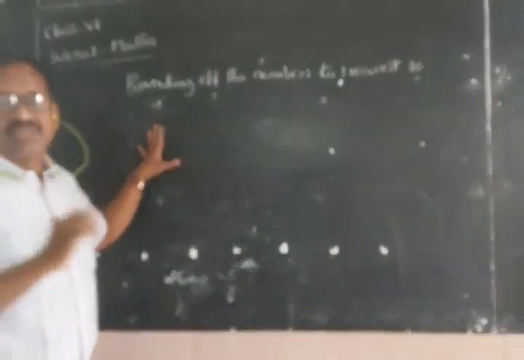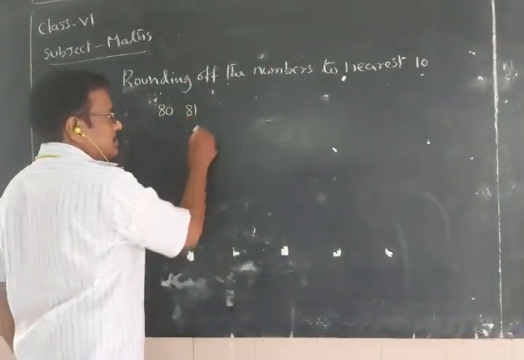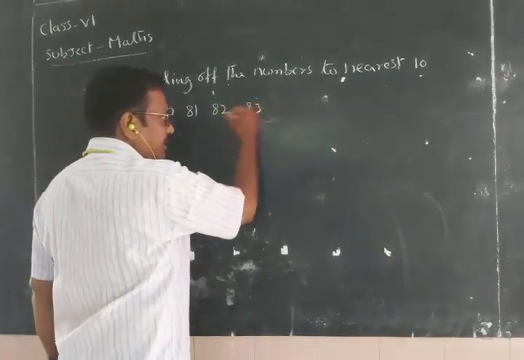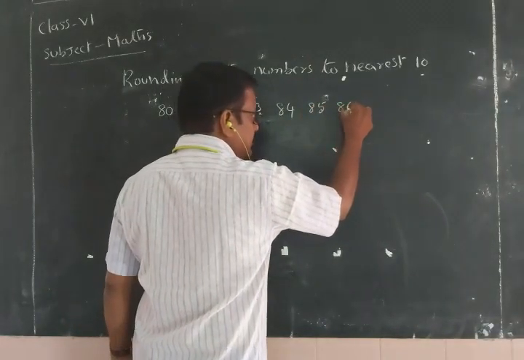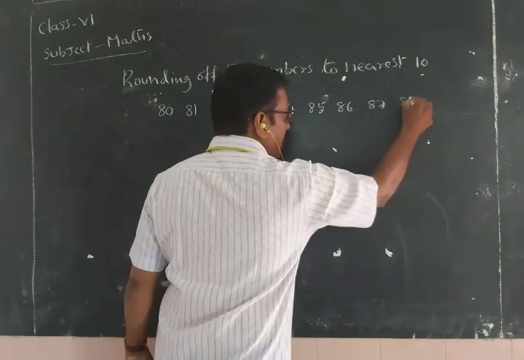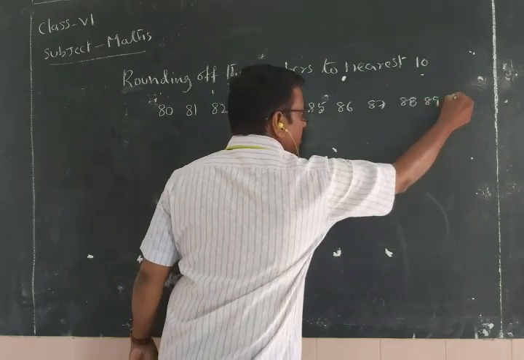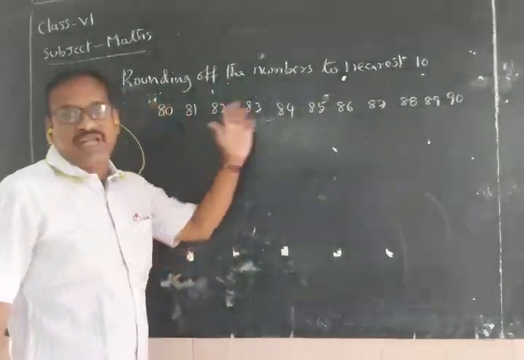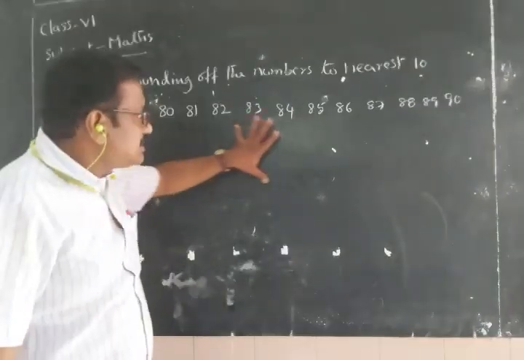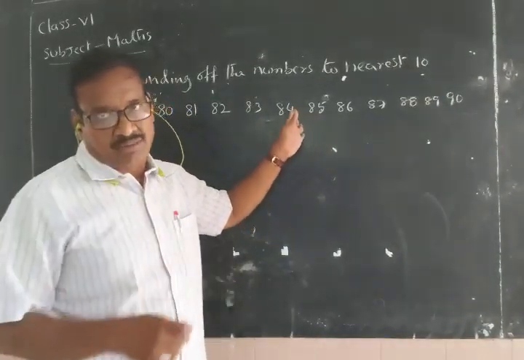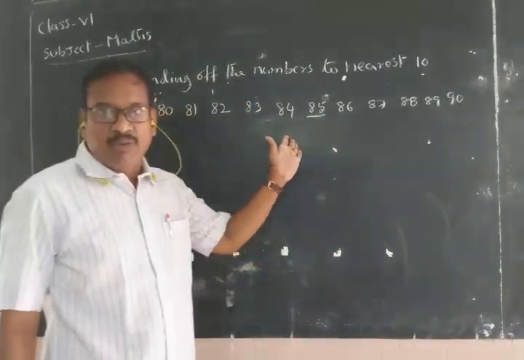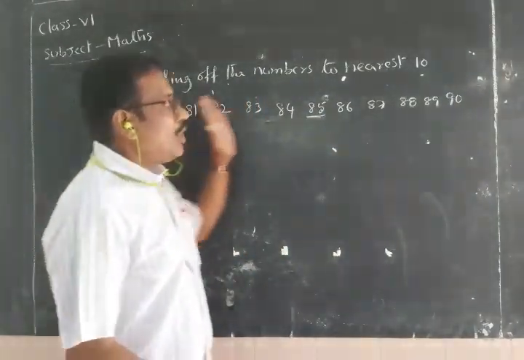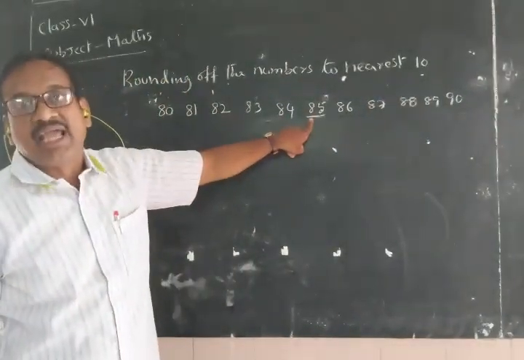I write the following numbers: 80, 81, 82, 83, 84, 85, 86, 87, 88, 89, 90. These are all the numbers from 80 to 90. In these numbers, what is the middle number? 85 is the middle number, the middle of 80 and 90.